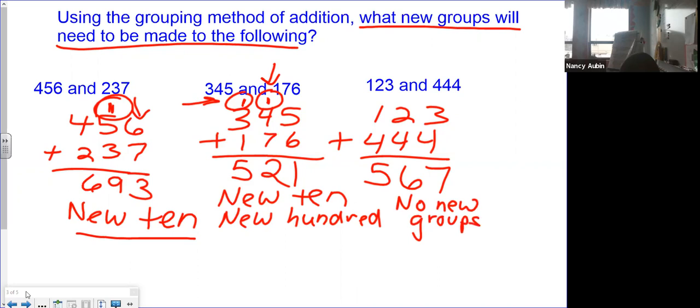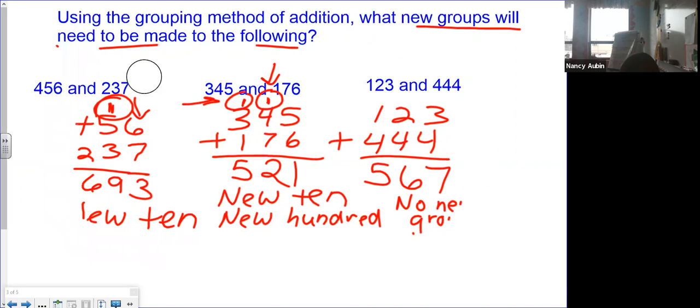Show me how you're feeling about this type of question. Fist to 5, do you get it? Do you understand the language? Pretty good? Because we haven't used that language a lot, but you will see that on your quiz today.